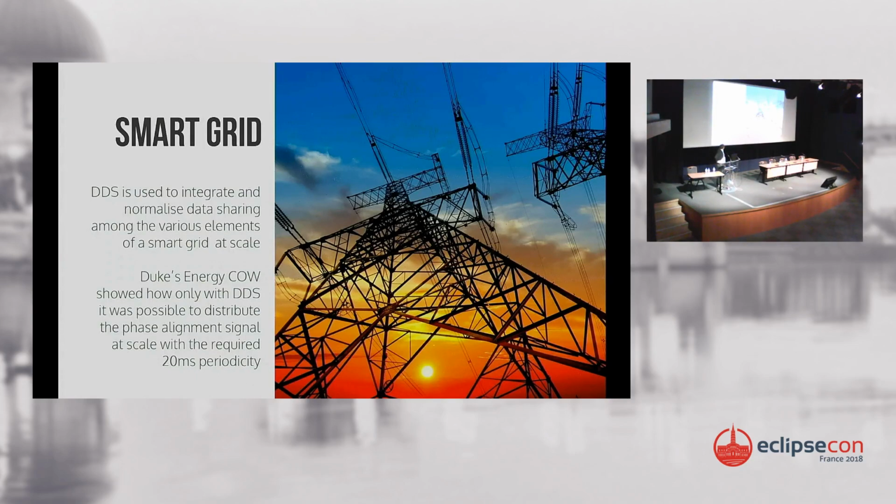So I was saying that if you want to align your electricity signals in a smart grid, you need to distribute your data with a periodicity of 20 milliseconds. And DDS is one of the technologies, if not the only one, that is able to do so at scale.